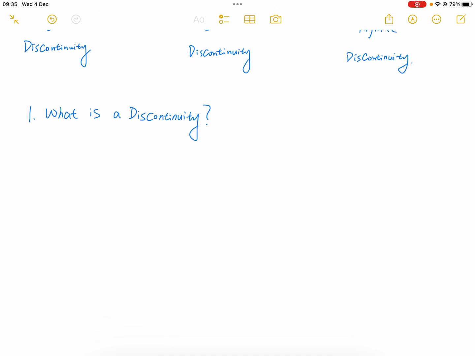First, let's define what a discontinuity is. A function is continuous at a point if the limit of the function as it approaches that point equals the function's value at the point. If the condition is not met, then the function has a discontinuity at that point.